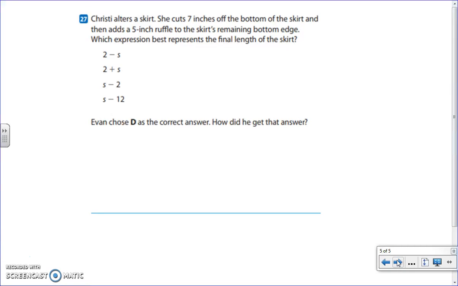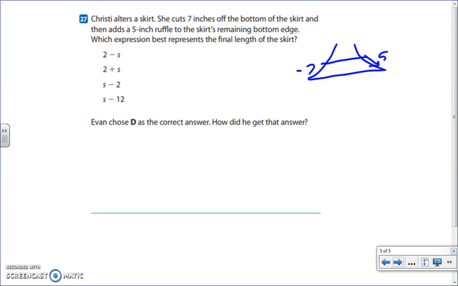Christy alters a skirt. She cuts 7 inches off the bottom of the skirt and then adds a 5-inch ruffle to the skirt's remaining bottom edge. Which expression best represents the final length of the skirt? So let's draw a picture here. She had a skirt and she chopped off 7 inches, minus 7 inches off the top, but then she put 5 inches back on, 5 inches. And so it's asking us which expression best represents the final length of the skirt.